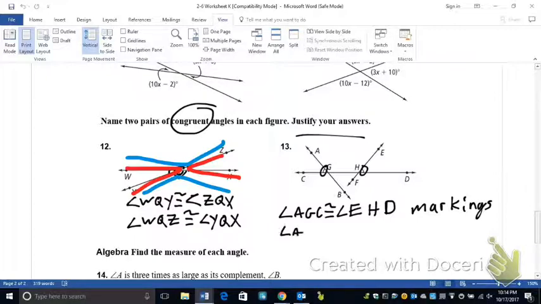So anyway, moving on. We're going to go angle AGC is also congruent to angle HGB. Those are those 2 angles right there. And that's true because they are vertical angles.